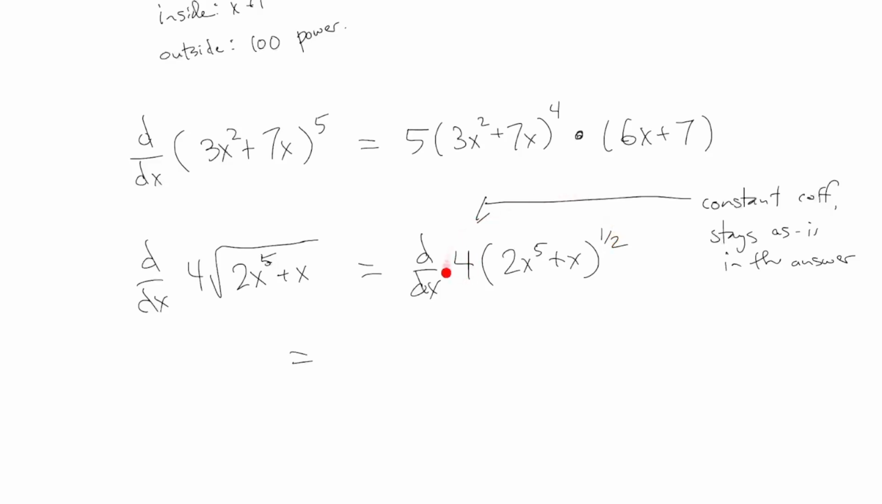So I do the derivative on the outside, which is the 1/2 power, comes down and multiplies onto the 4. So this is now 4 times 1/2, 2x to the 5 plus x. You leave the same thing on the inside. And then I decrease the power by 1. Everybody knows 1/2 minus 1 is negative 1/2. So it's like so. That was the first part of the chain rule. That's the derivative of the outside with the same thing on the inside. And then I go times the derivative of the inside.